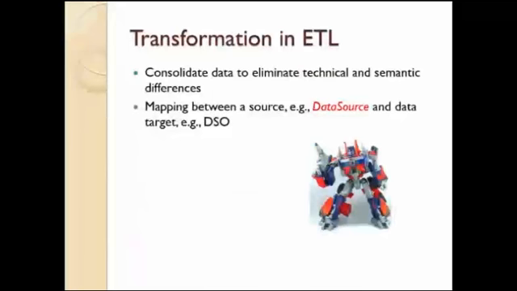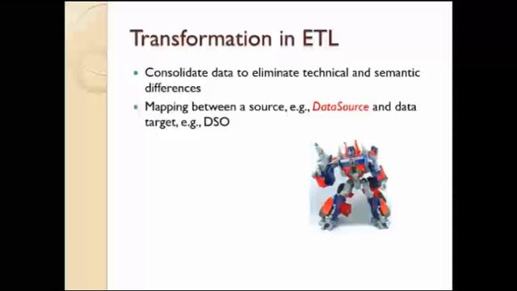The T in ETL is known as transformation. Transformation is concerned with consolidation of data so that we can eliminate technical and semantic differences. Basically, we are talking about a data warehouse or BW that is used to consolidate data from all kinds of sources, right? We can get data from SAP ERP. We can get data from an Oracle database. We can get data from a website and so on.